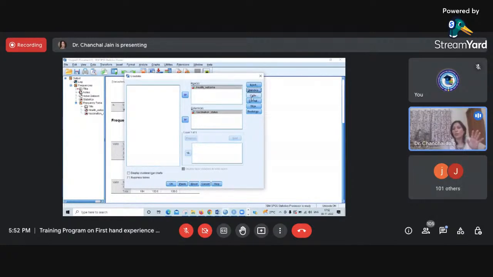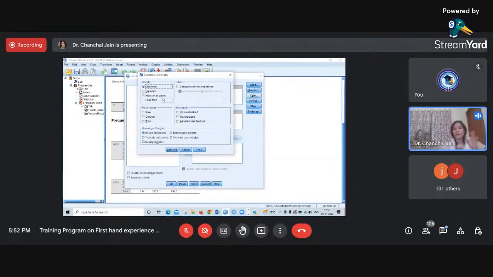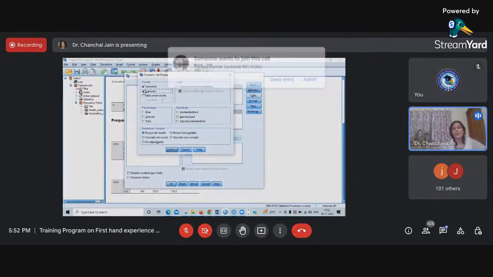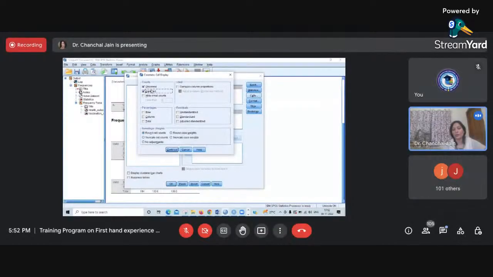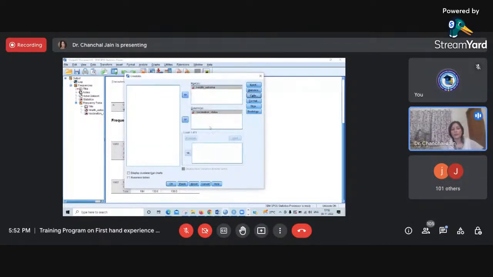Then you can go to Cells. From here, you can see Observed is checked by default by SPSS under the Counts section. You can also click on Expected. Apart from Observed and Expected, you do not need to calculate anything else here to get the results of chi-square. So you can directly press Continue, and the rest of the things are all okay. You can just press OK to generate the output.